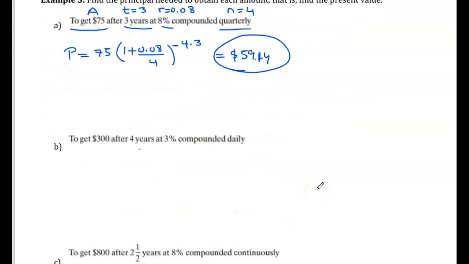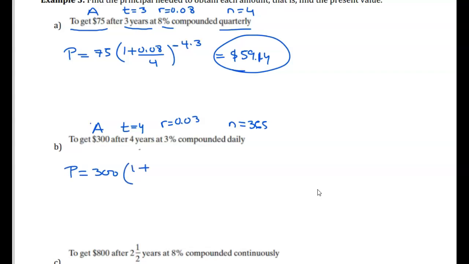All right, let's look at B. I want to get $300, so this is your amount. 4 years later, t is 4. Interest is 3%, so 0.03. Compounded daily, so N is 365. All right, so the principal you should have invested is $300, parentheses, 1 plus 0.03 divided by 365 to the power negative 365 times 4.